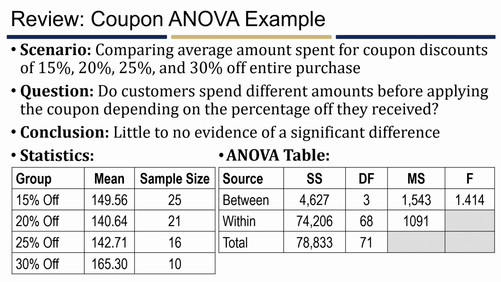Looking at the ANOVA table, we had an F statistic of 1.414, which gave us little to no evidence of a significant difference. And again, the 2 values we need to pull from this table are the degrees of freedom for the denominator, which is 68, and the mean squared error, which is 1091.